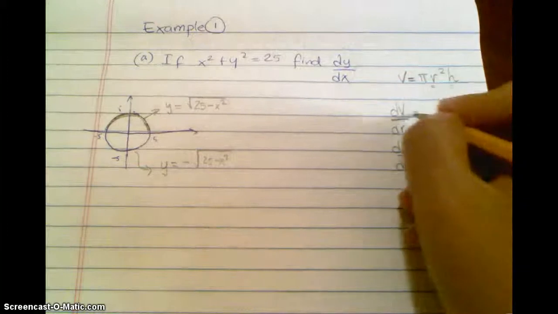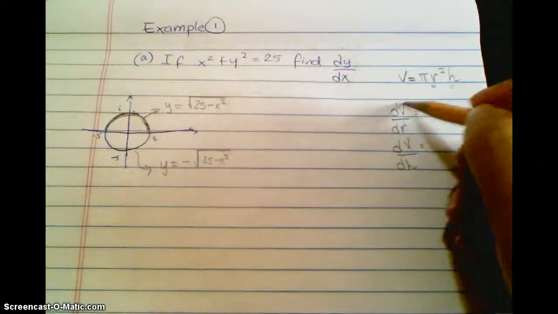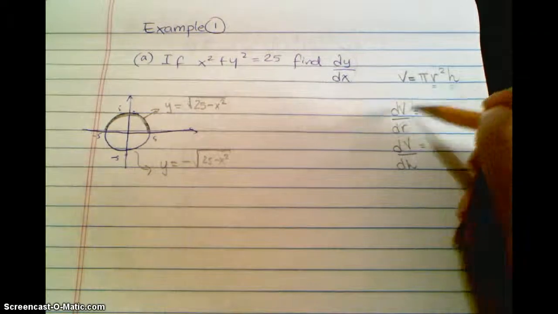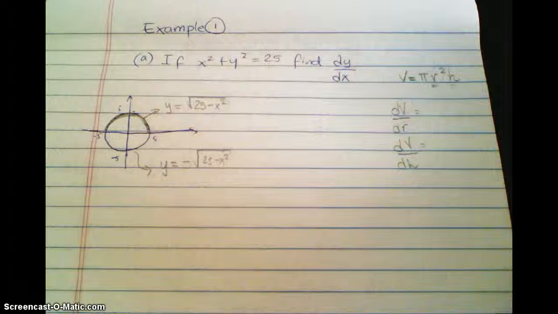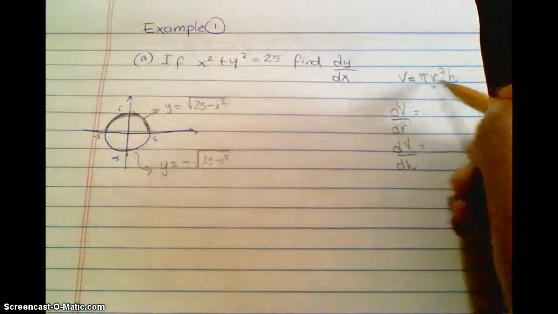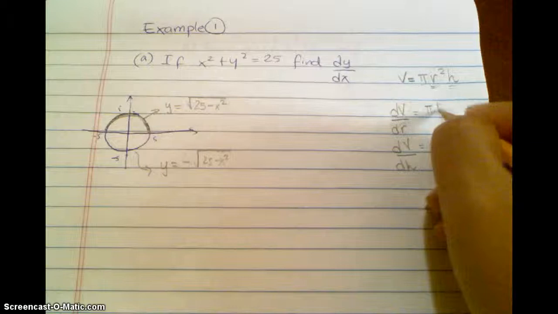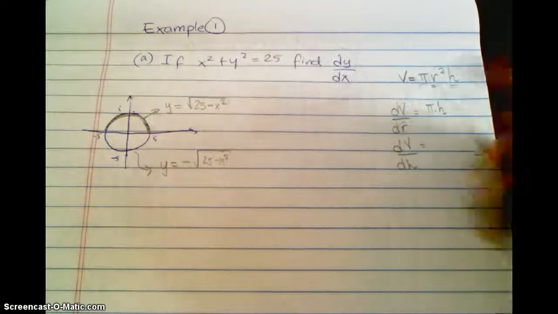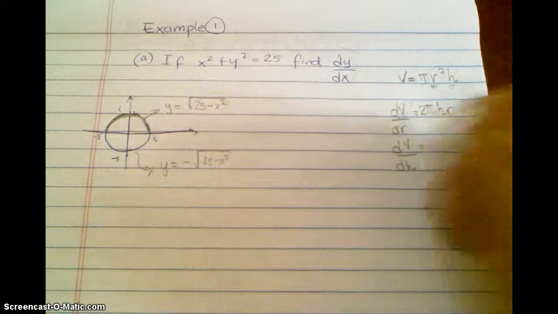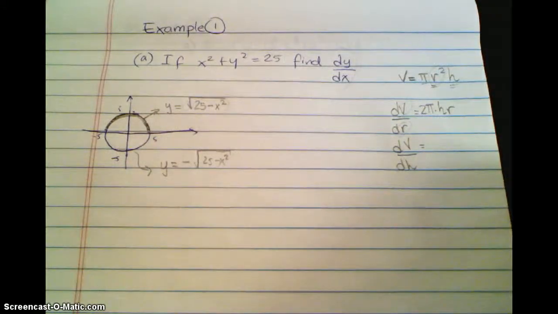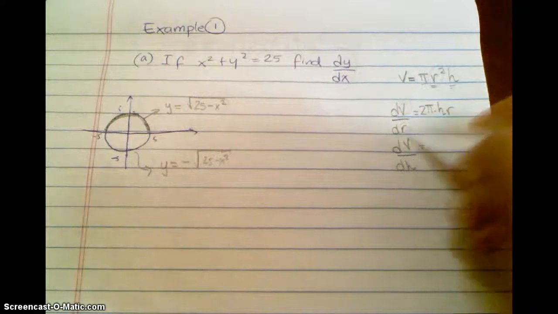So the question is, would that look the same? Since volume depends on the radius, then you consider the radius to be the variable and everything else a constant. So the constant here is pi times h, and then take the derivative of the radius squared, which will be 2r. Let me just put the 2 in front, because that way it looks pretty. So this would be the derivative of volume with respect to radius.